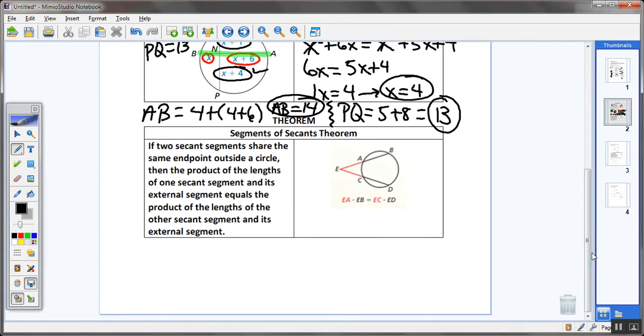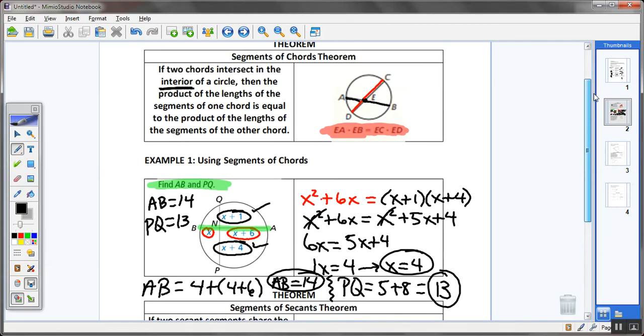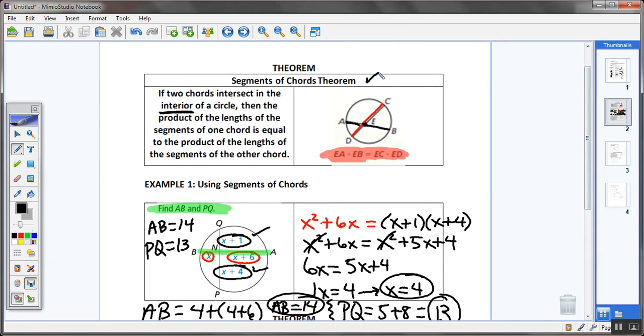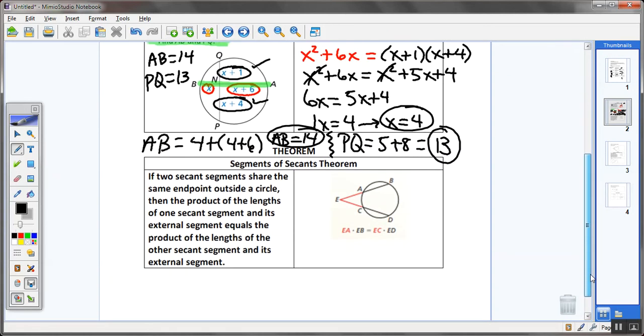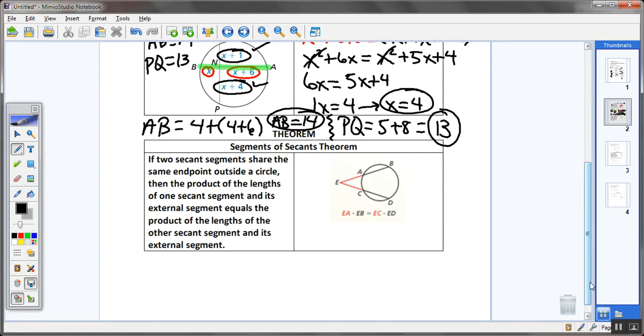Okay, another theorem today. The one up above was called Segments of Chords theorem. This usually happens on the inside, and that's pretty easy. Things are going to start to take a twist here a little bit. We're going to start looking at segments of secant theorems. Secants are going to be these secant segments that start at E, go all the way up to B, but intersect at A, also go from E all the way over to D and intersect at C.